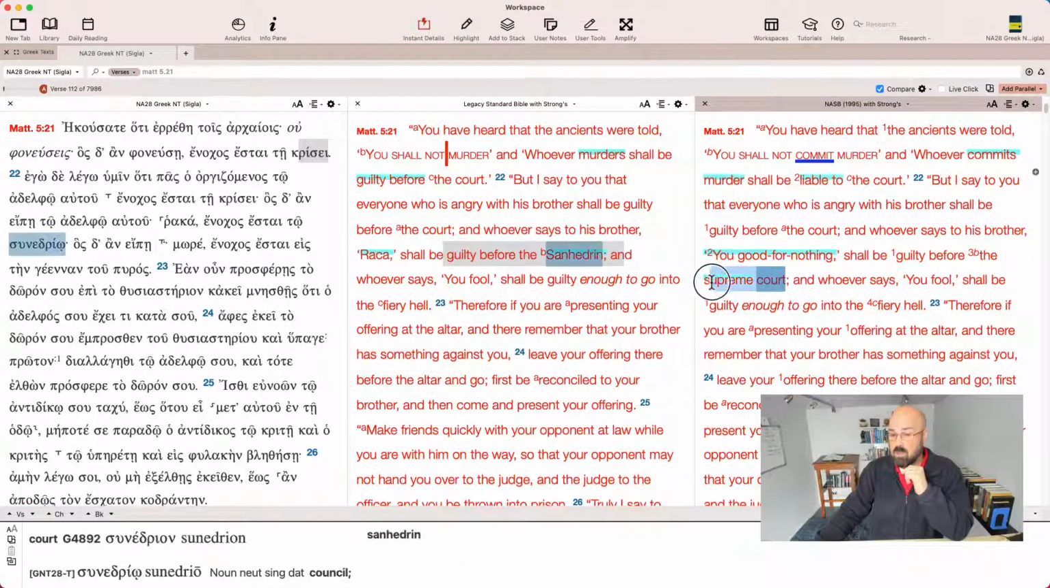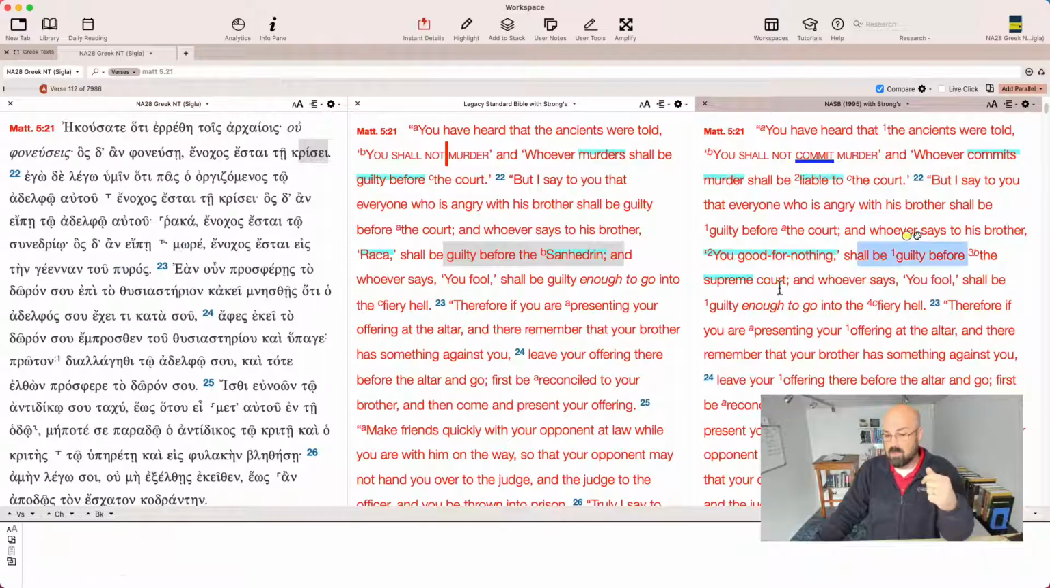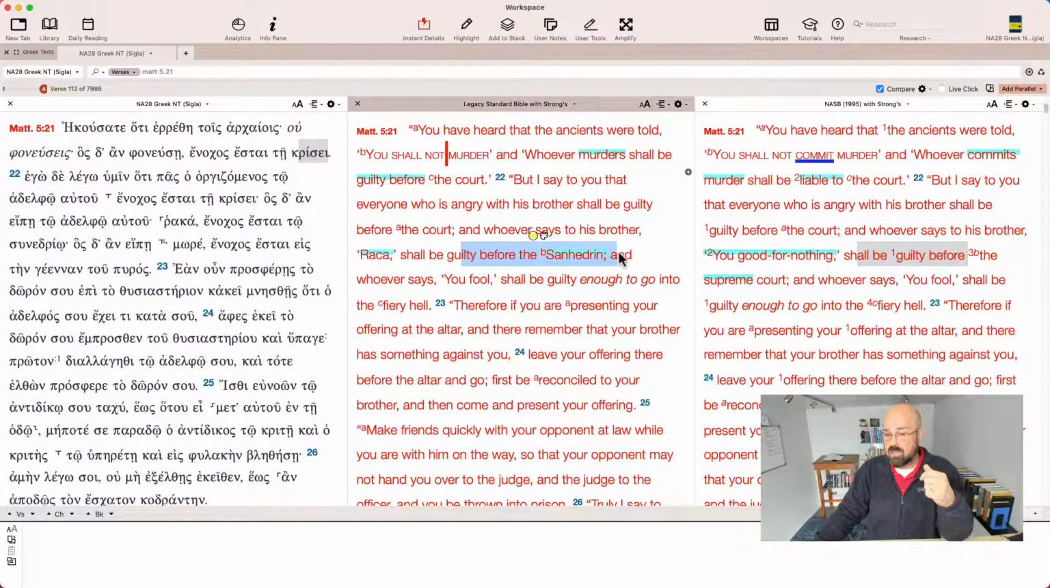And we understand Supreme Court, right? We're going to go to the highest court, and we're going to be judged there and in this case found guilty. Here, guilty before the Sanhedrin. Well, what's the Sanhedrin? And that's the challenge.